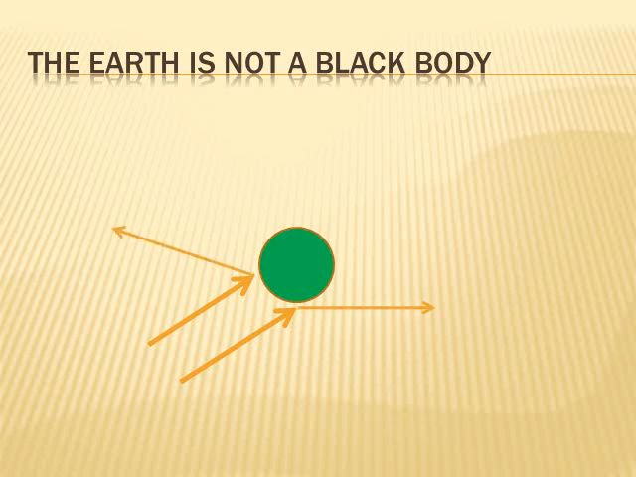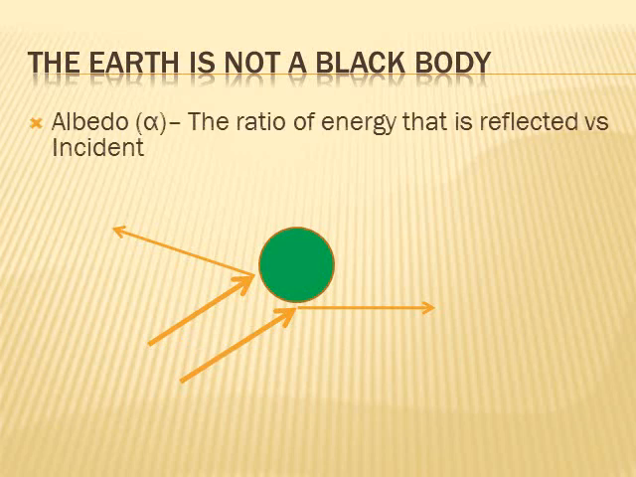So if we're talking about global warming or something like that, and we want to know how much the Earth is going to warm up due to sunlight energy coming in and hitting the Earth, we've got to consider the fact that light that was reflected won't be warming up the Earth. So we've got to figure out what percentage of light that hits the Earth will reflect off. In order to do that, we need to know a term called albedo. Albedo, which the symbol for albedo is alpha, is the ratio of energy that is reflected versus incident.